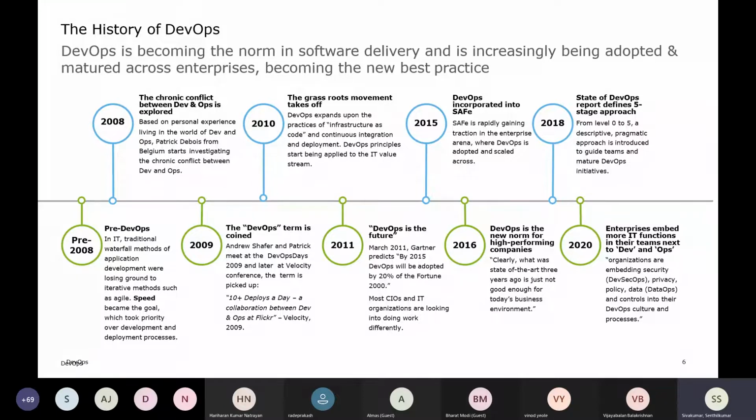In 2008, the traditional waterfall method was applied to improve the performance of IT improvement works. In terms of development, we were losing ground to iterative methods such as Agile. Speed became the goal, which took priority over the development and deployment process. In 2008 again, a conference happened, and in that conference the DevOps Day was started. Then Patrick Debois is the person who started investigating the conflict between dev and ops, the time limits and the gap between these two phases. And slowly he started coining the name DevOps, and it came into the terminology. And in 2009, the term DevOps was coined, and Andrew Shafer and Patrick met at DevOps Day in 2009. Later, at the Velocity conference, the term was picked up.